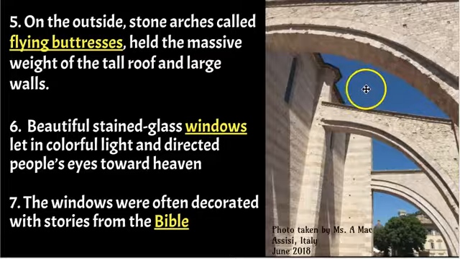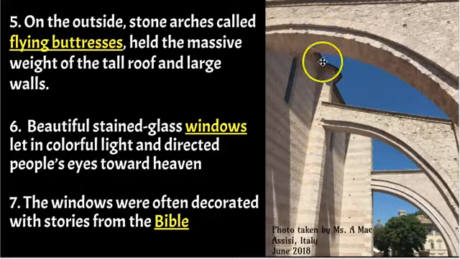Now, essentially, because they built taller roofs, larger walls, and had all kinds of stained glass windows, these outside supports kept there from being so many columns on the inside, and it allowed there to be much more open and taller spaces. We also know that beautiful stained glass windows let in colorful light and really directed people's eyes towards heaven.